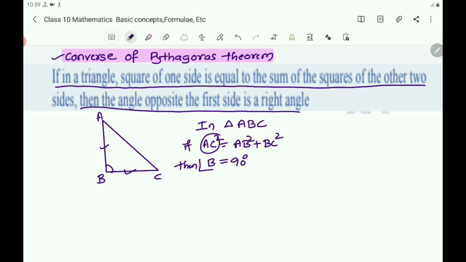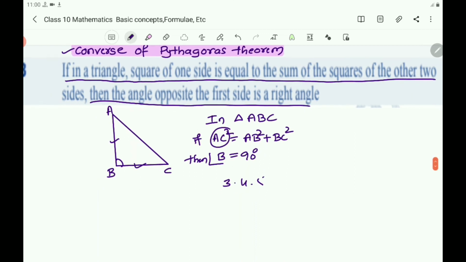And here we know that on the basis of this theorem, triplets of three numbers will be given, and the question will be to verify whether they form a right angle triangle or not. In that case, what you have to do? You have to take the square of all the numbers. And if the square of one number is equal to the sum of the squares of the other two numbers, then you can say that they are the sides of a right angle triangle. For example, if you take 3, 4, 5: the square of 3 is 9, the square of 4 is 16, the square of 5 is 25.